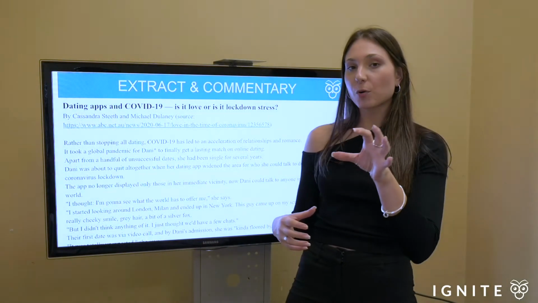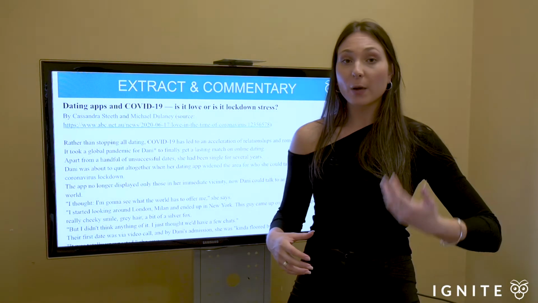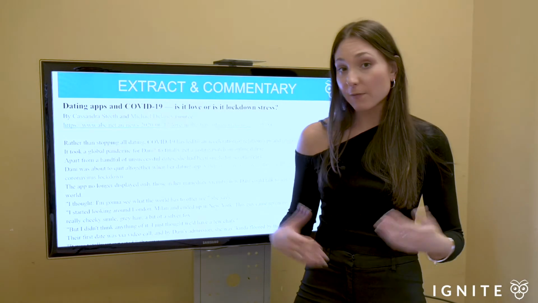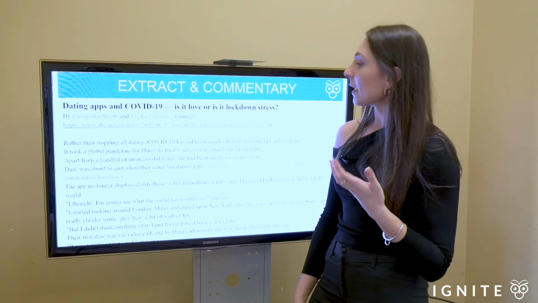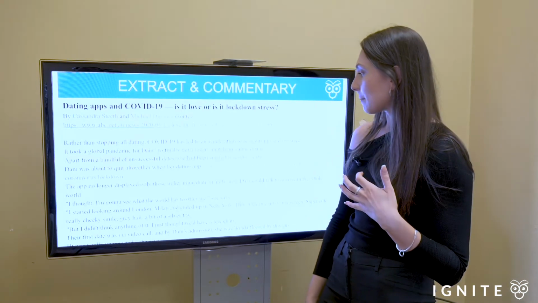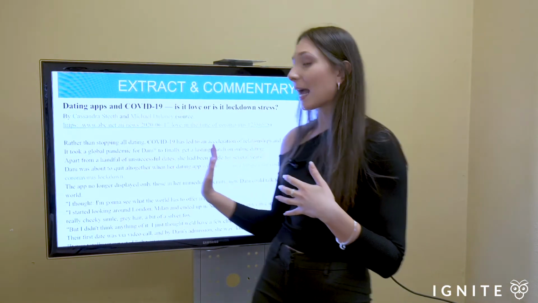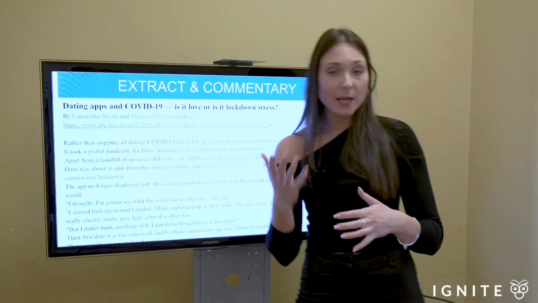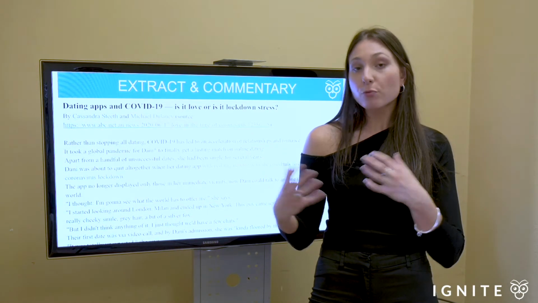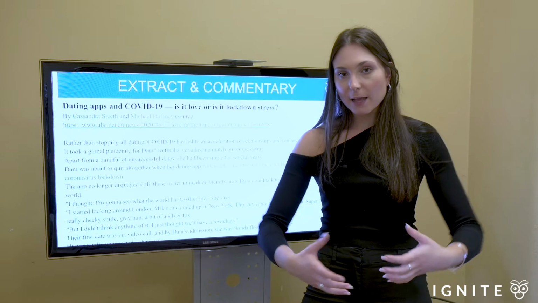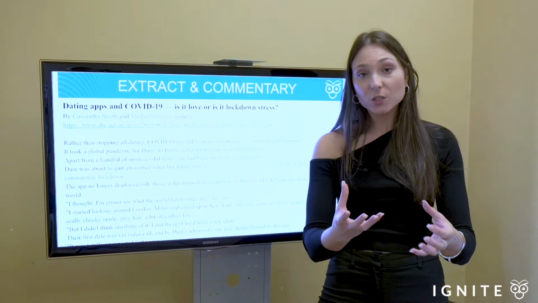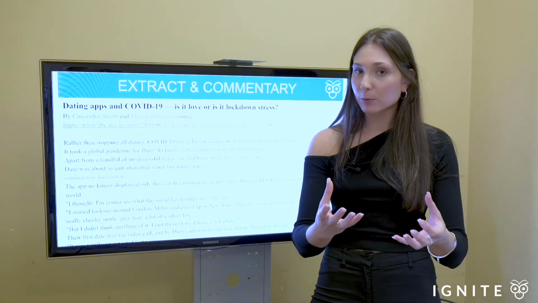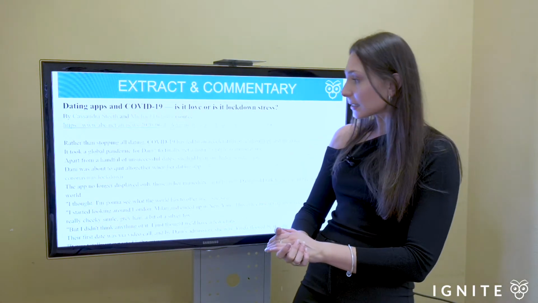Typical, right, of a feature article. They usually are trying to persuade or dictate an idea if it is persuasive, and you can see that from the opening sentence. "It took a global pandemic for Danny to finally get a lasting match on online dating." So they're using here an anecdote, right? A story, a kind of casual story about a real life person to illustrate this idea about dating apps and COVID-19 to add weight to what's being asserted. A real life example gives validity to the points that are being raised.